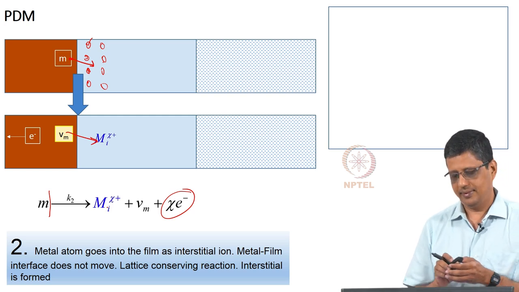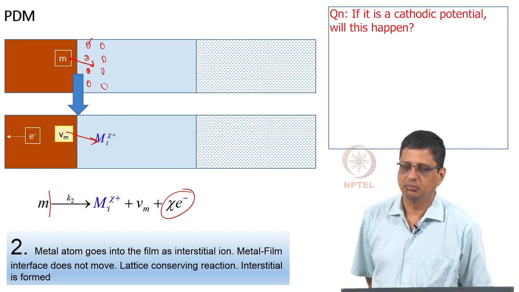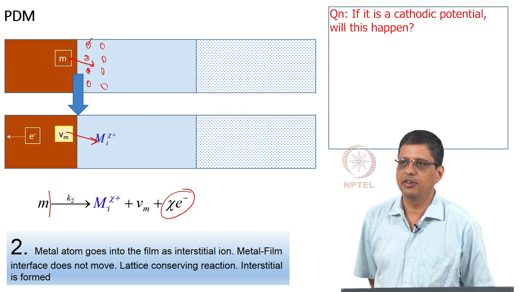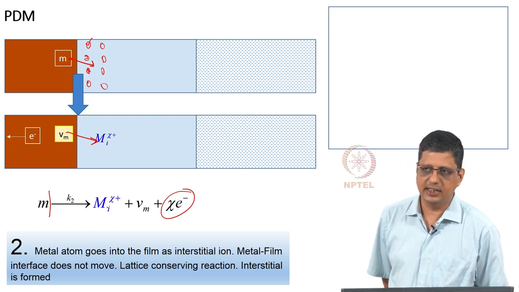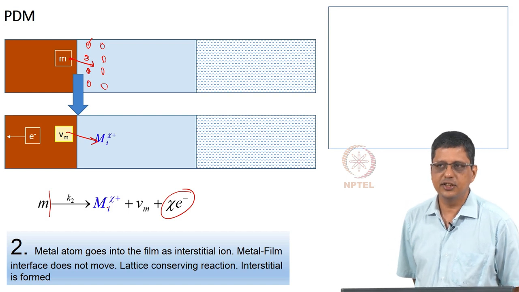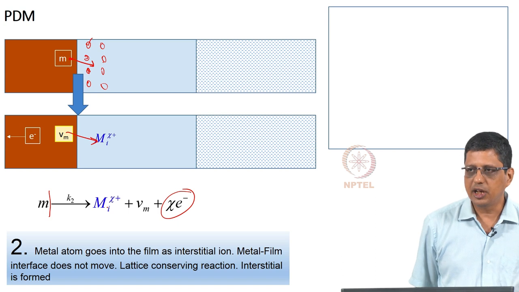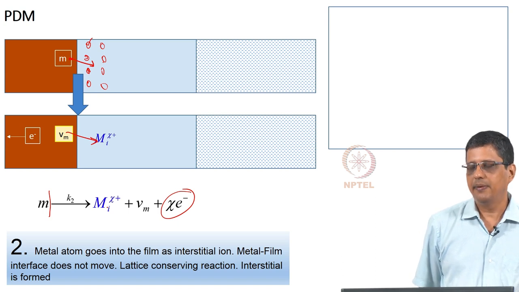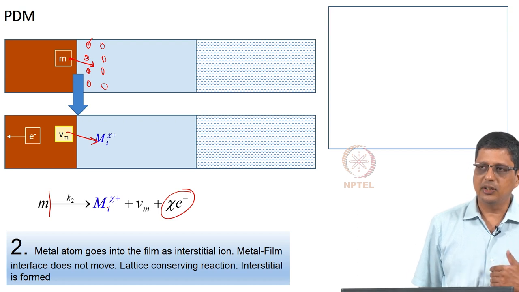Sir, if it was a cathodic potential, would it happen? Under cathodic potential, you would not have film formation. If the film is already existing, it will be there. It is not easy to reduce certain films. Some films can be reduced, some films may not be reduced, but you will not have film dissolution either. Typically under cathodic condition, you would not have significant film dissolution. So, nothing will happen, that is all.